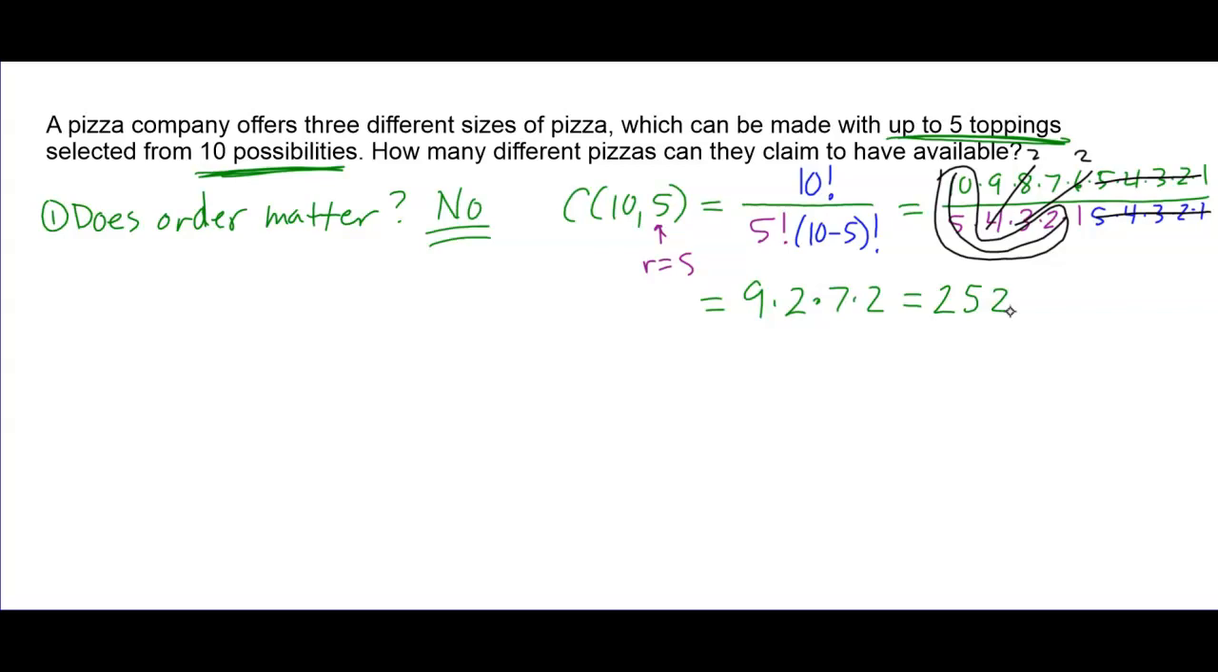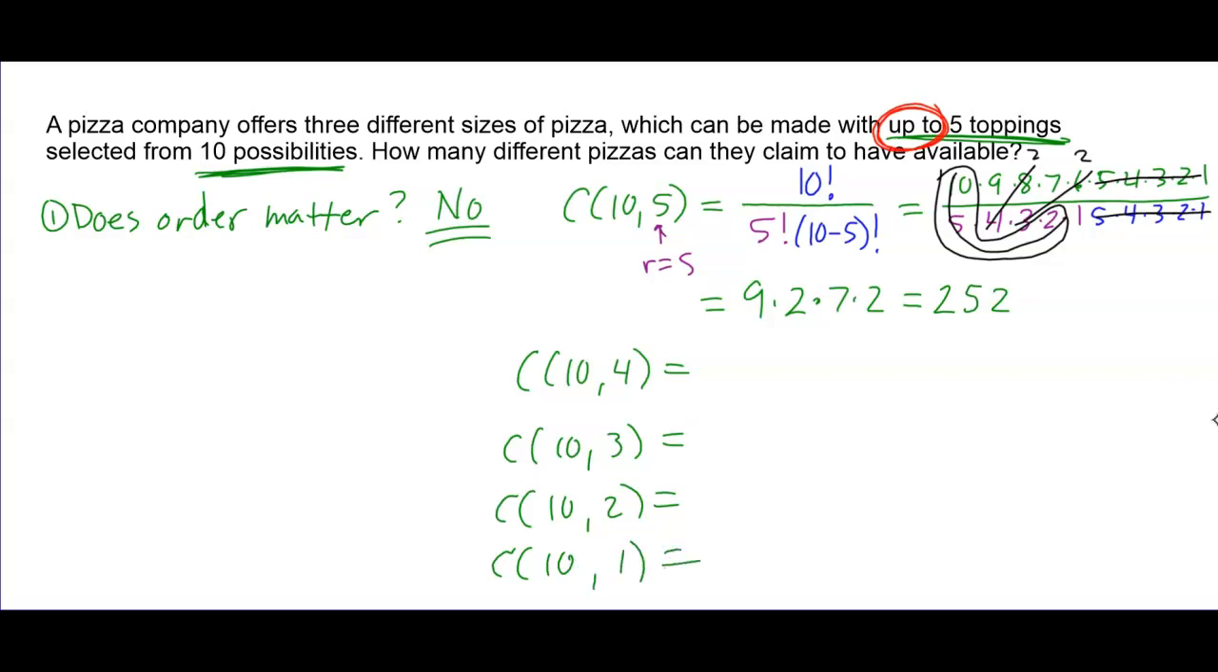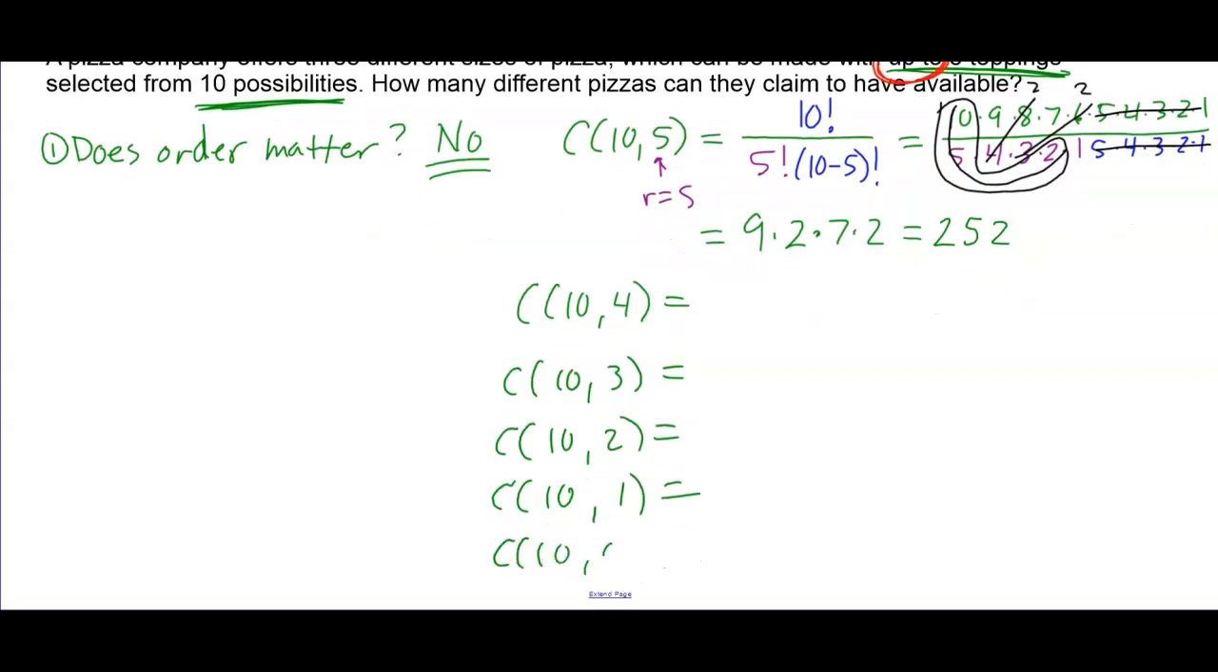There is one little twist here that makes this a slightly more complicated problem, and it has to do with this. It says up to 5 toppings, which means they could also do 4 toppings. They could also do 3 toppings. They could also do 2 toppings. They could also do 1 topping. And of course, they could just pick a cheese pizza with no toppings at all. That's entirely a possibility. So we don't just have 252 possibilities, we've got to take 252, and we have to add all these other possibilities as well.